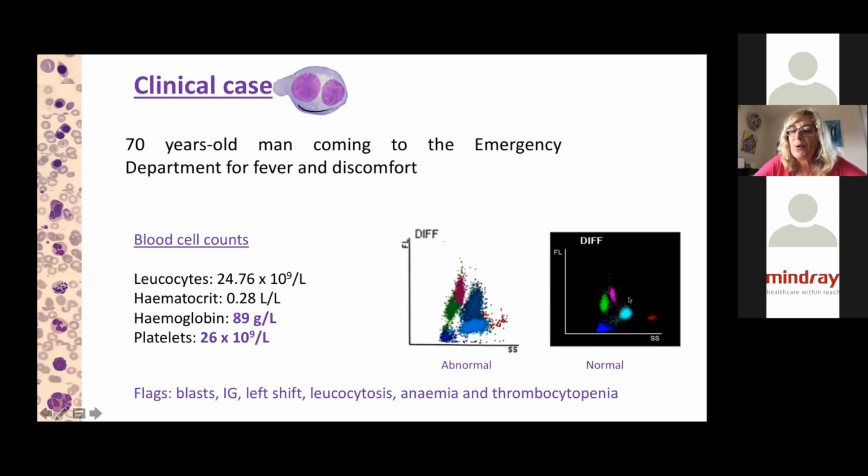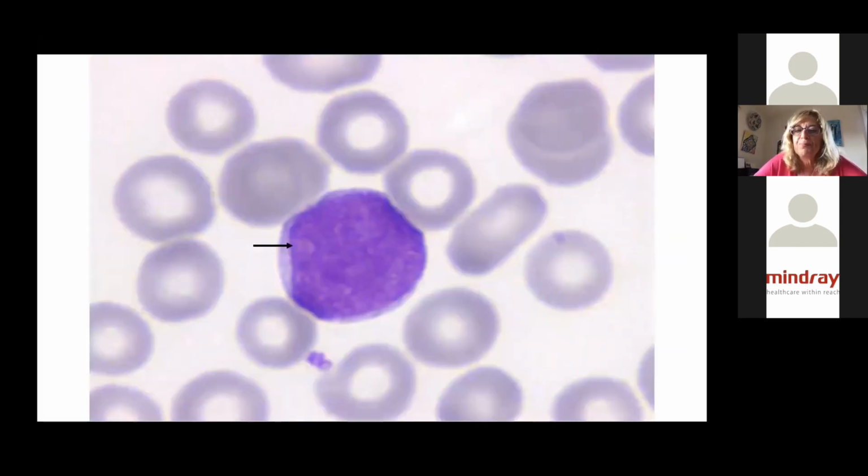If you see the right image, this is the normal image, you can see very well the different types of leukocytes separated in different colors. In the abnormal sample, we are seeing an abnormal population on the top of the monocytes that we need to check under the microscope.